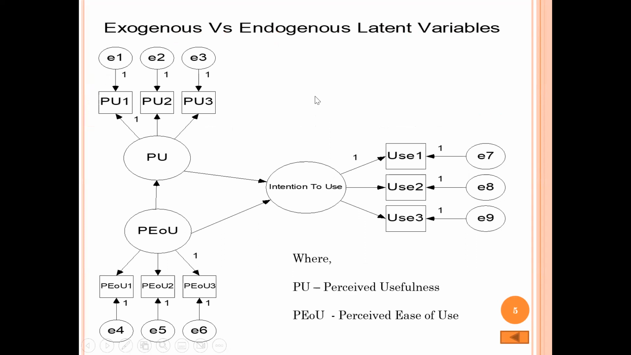It looks like this. This is a simple example of a technology adoption model: perceived utility, perceived ease of use, and intention to use. So in this case, which can be an exogenous, which can be an endogenous variable? Can anybody tell me? Exogenous is independent, endogenous is dependent.